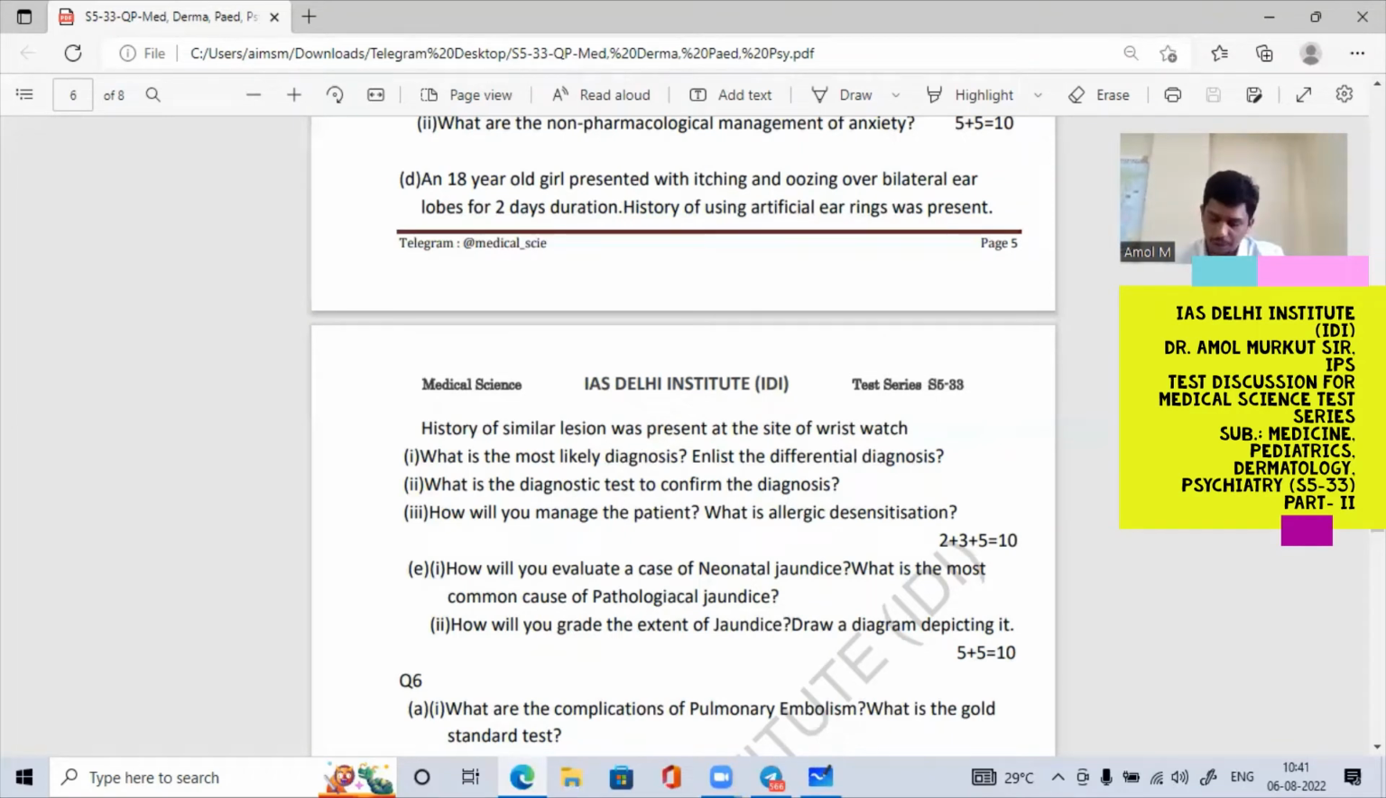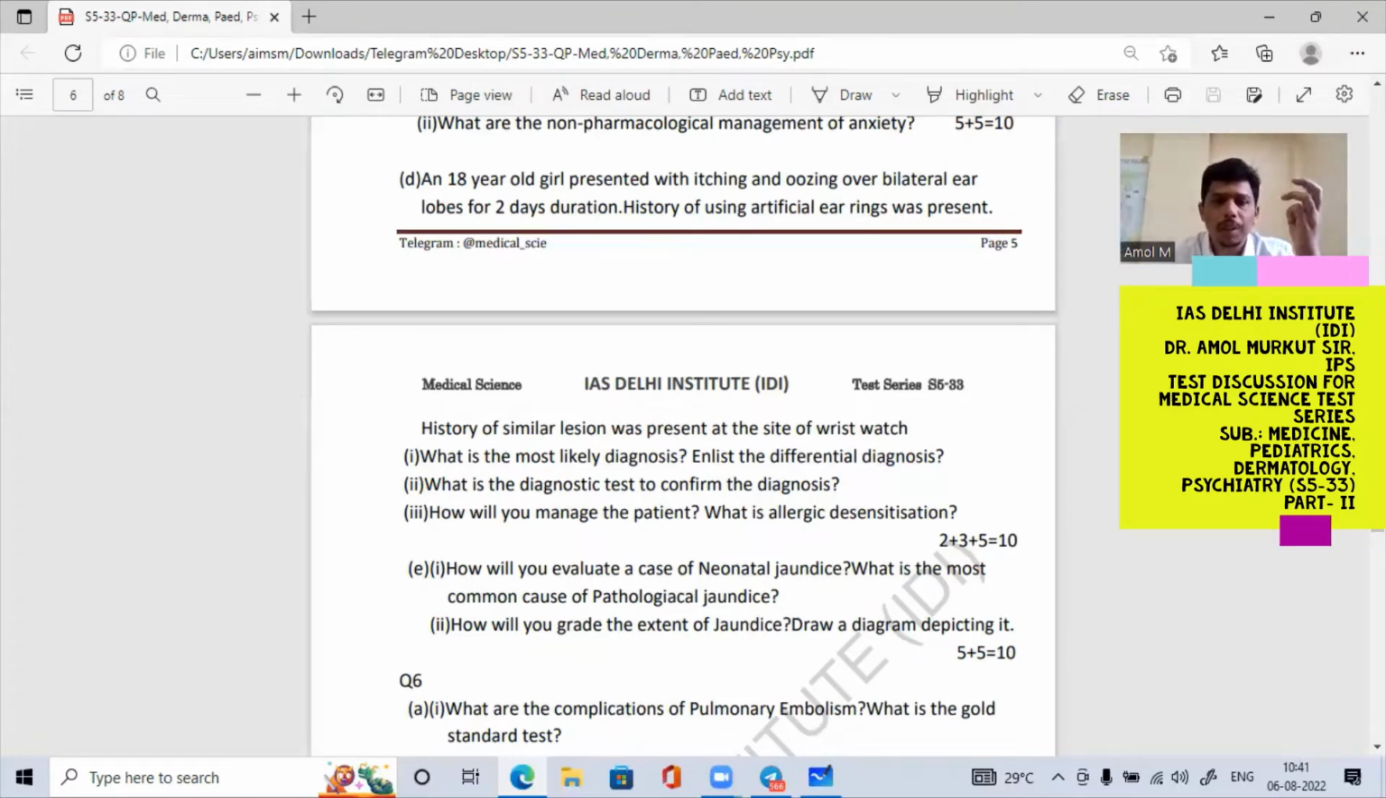So next question. How will you evaluate a case of neonatal jaundice? What is the most common cause of pathological jaundice? Evaluating a case of neonatal jaundice means evaluating all the steps. See, primary investigations: checking the blood group of mother and child, for Rh incompatibility. That is the most important.